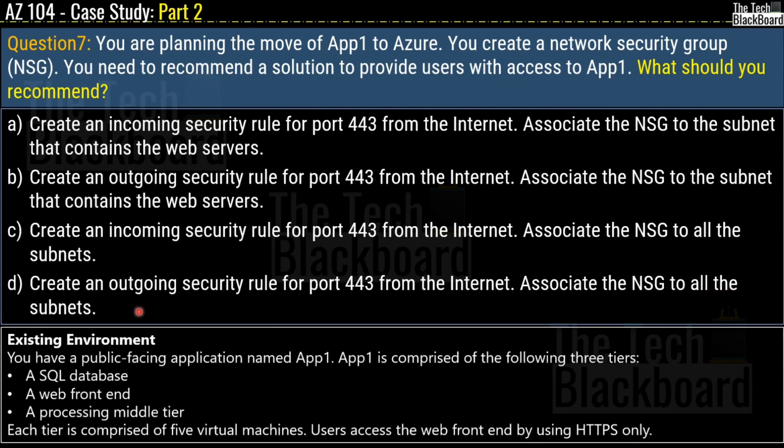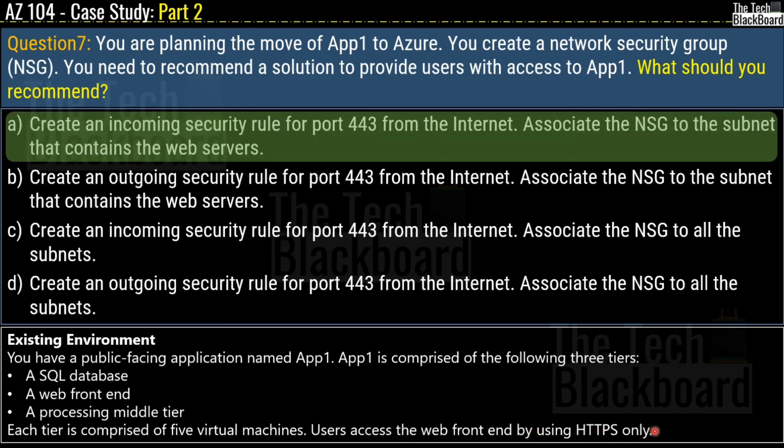Here we are talking about the requirements from the existing environment section, which says that you have a public facing application named App 1. App 1 comprises the following 3 tiers: we have SQL database, we have a front end, and then we also have a processing middle tier. And finally it says each tier is comprised of 5 virtual machines. Users access the web front end by using HTTPS.